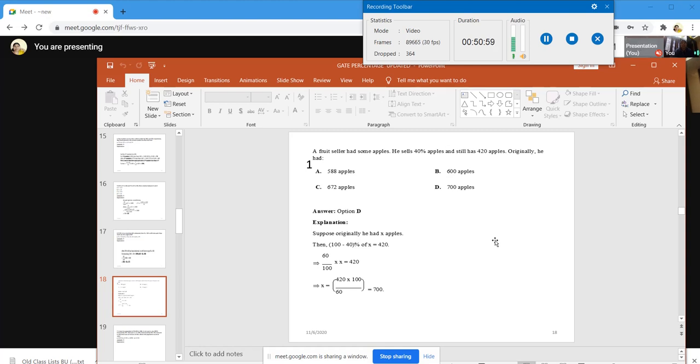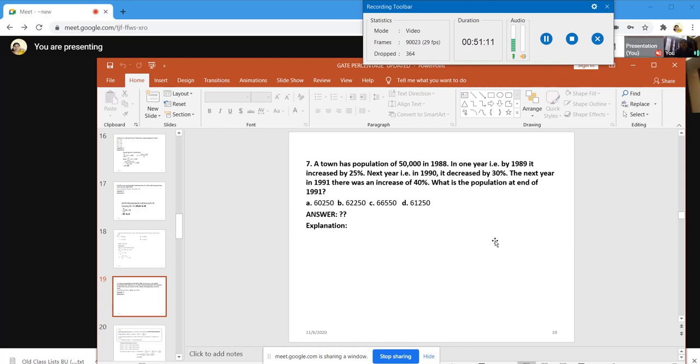So what is your answer? 100 minus 40 is 60. So 60% of x can be written as 60 by 100 into x is equal to 420. So what is x? x is nothing but 700. So he actually had 700 apples. Okay.